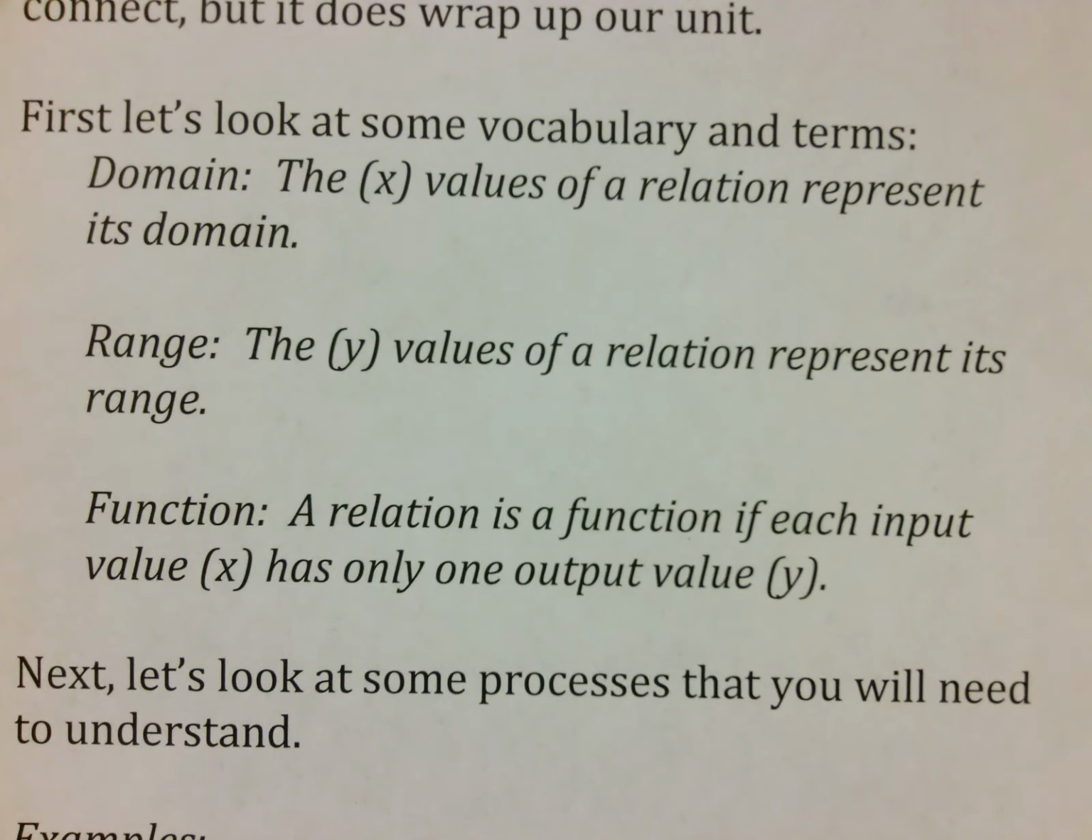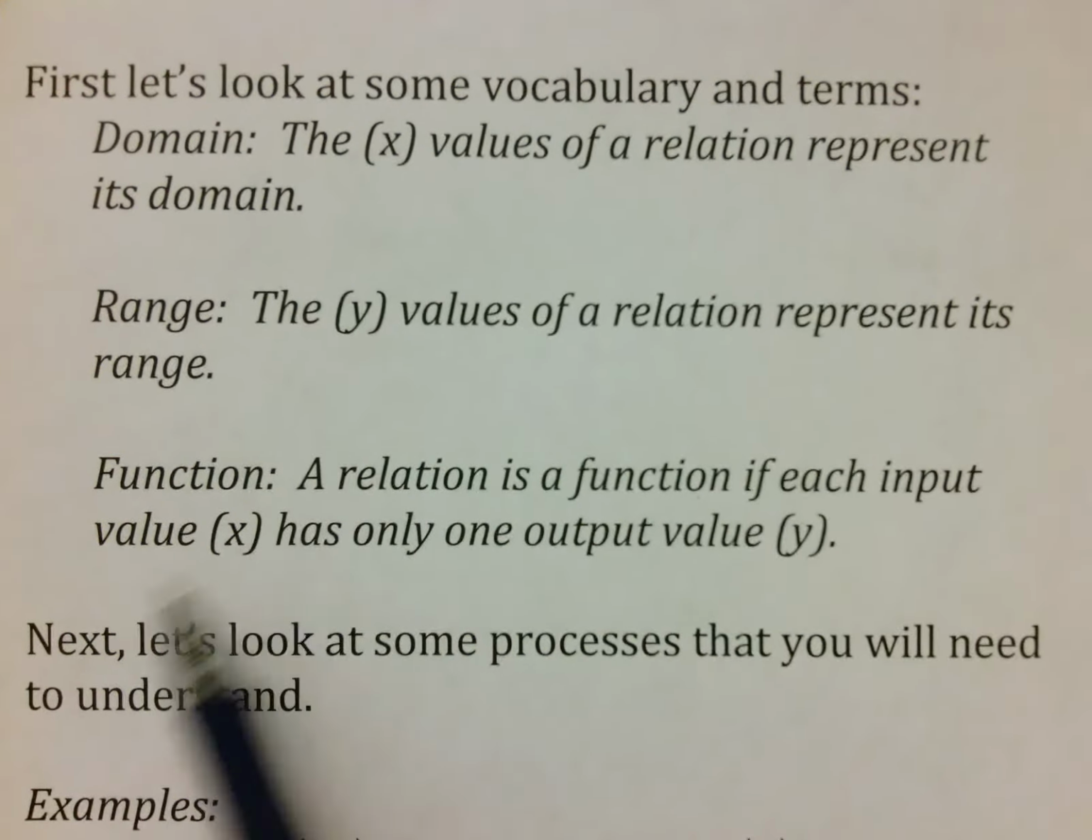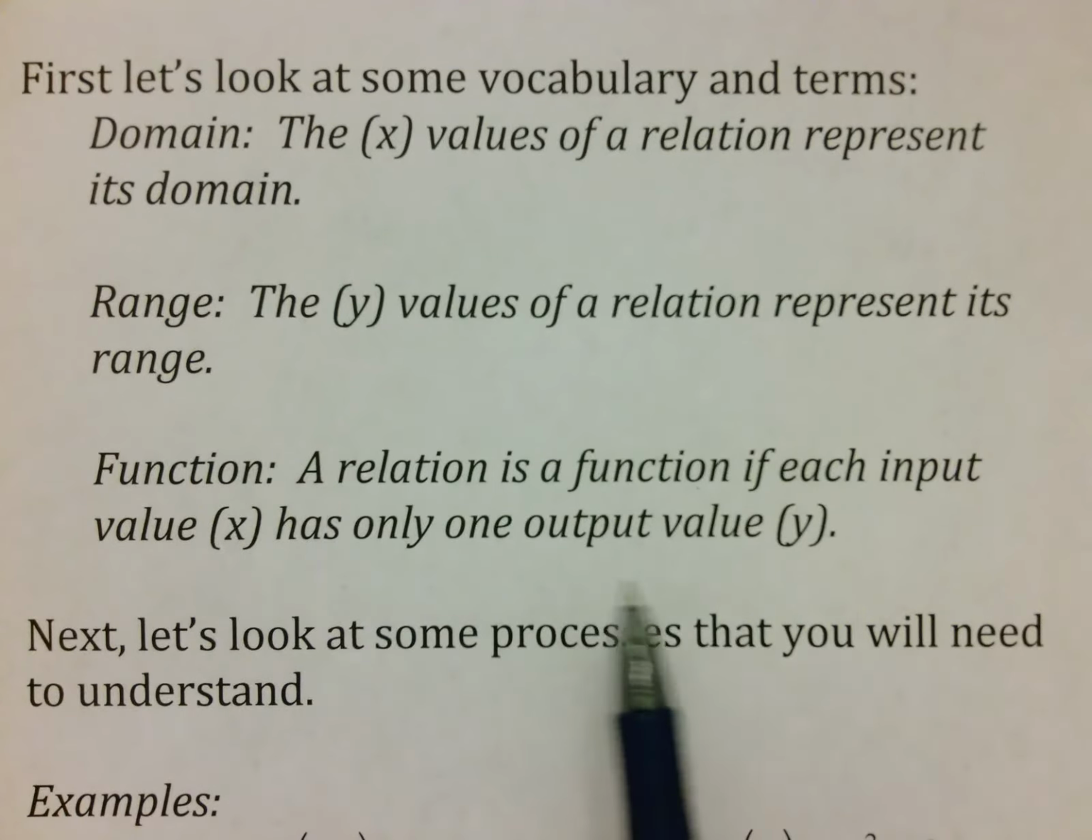So first, let's look at some vocabulary and terms that you want to write down. Domain is the x values of the relation. Again, a relation is any collection of ordered pairs and numbers, and in that set of ordered pairs, the domain is all of the x values. The range is all of the y values. Now, whenever you have a relation, a collection of numbers, it is a function if each input value of x has only one output value of y.